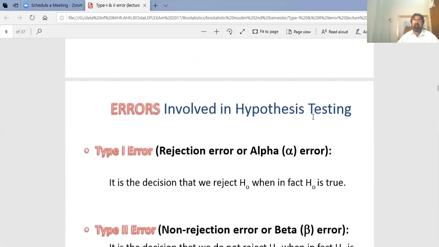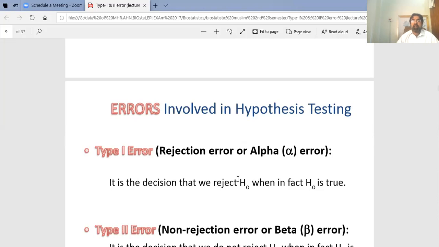So, errors involved in hypothesis testing: type 1 error, rejection error, or alpha error. It is the decision that we reject H0, the null hypothesis, when in fact H0 is true. What does that mean? If a medication works in the population, it means your null hypothesis was true, and it gives somehow a different result in your sample.